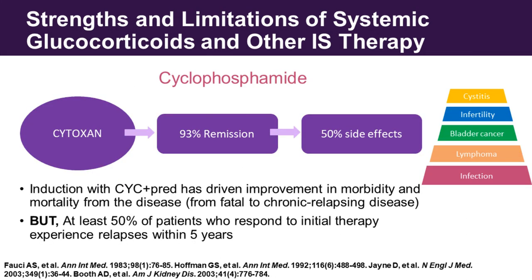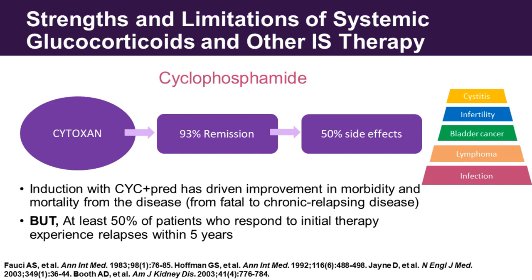What's our other main induction agent, especially in those sick patients? Cyclophosphamide. This is a very effective drug. We know that it has really changed the face of ANCA vasculitis and turned it from a disease that will kill you to a chronic relapsing type of disease. And it can put people into remission. Over 90% will go into remission, but half of them have side effects. So half of these patients that are treated with Cytoxan are going to have side effects.